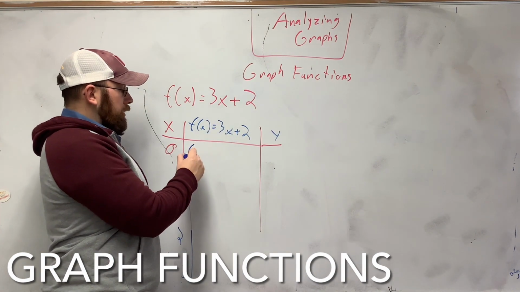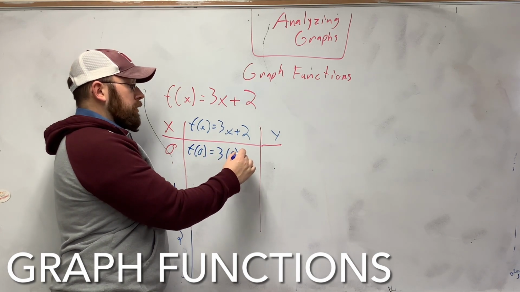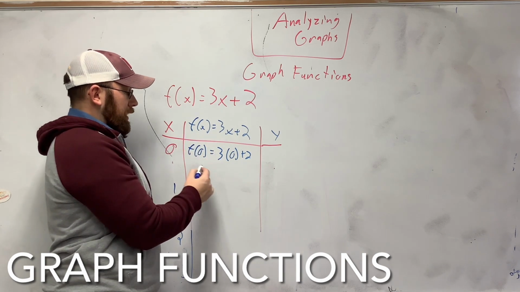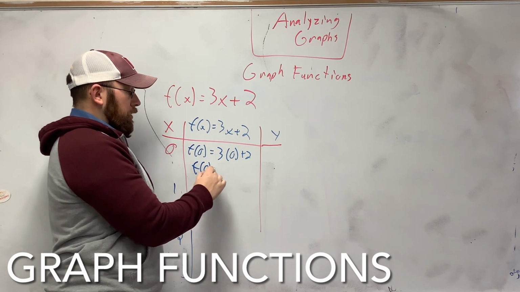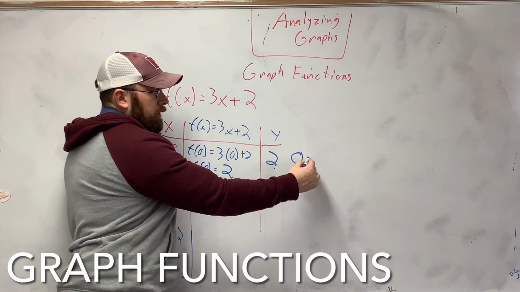So I plug in 0. So I say f of 0 equals 3 times 0 plus 2. Because whatever I put in for my x here, I put in right here. So f of 0 equals 2. So my first point is 0, 2.